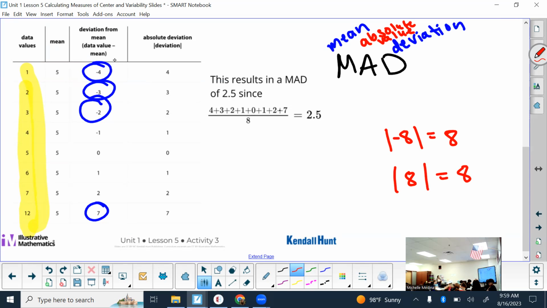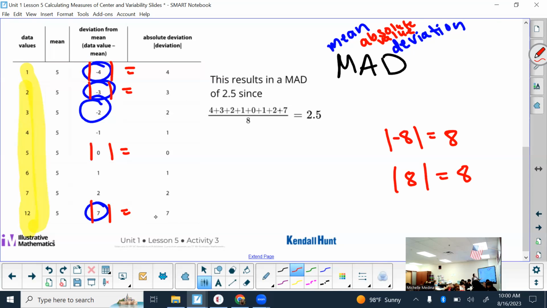Okay, so what's the absolute value of -4? And that's how we're getting this number. What's the absolute value of -3? And that's how we're getting this number. What's the absolute value of 0? We're getting that number. What's the absolute value of 7? And that's how we're getting that number. So does everyone understand how to fill out the table?